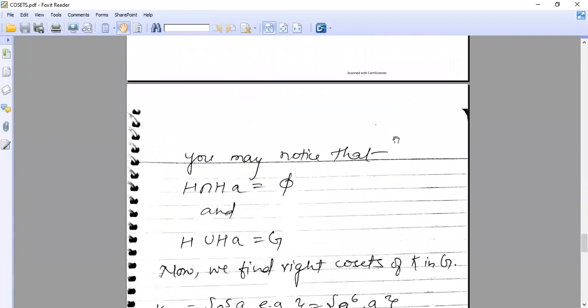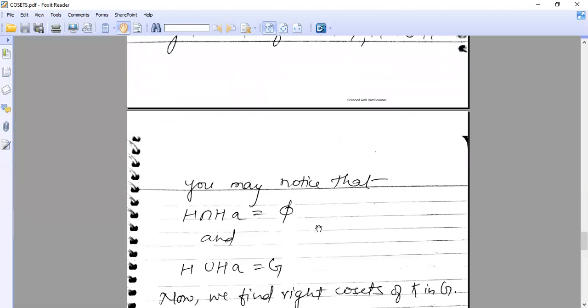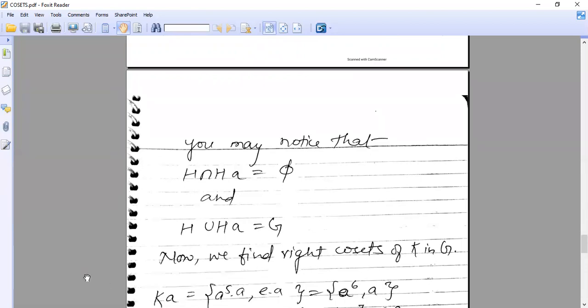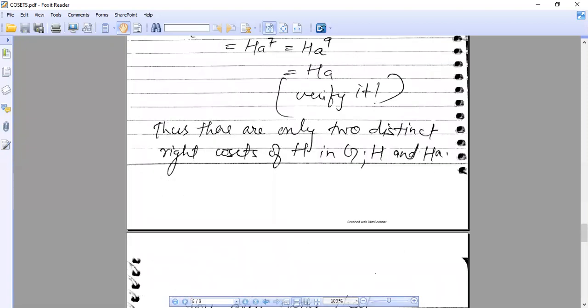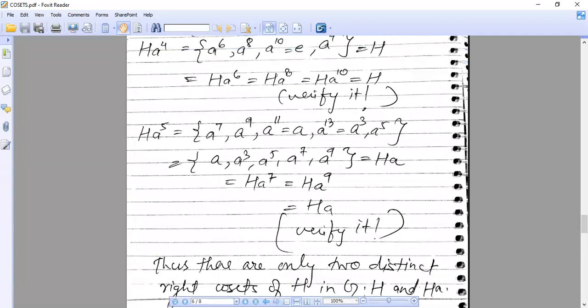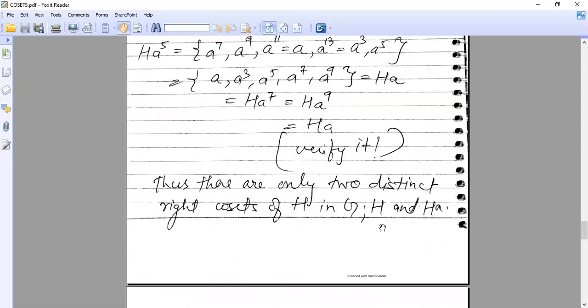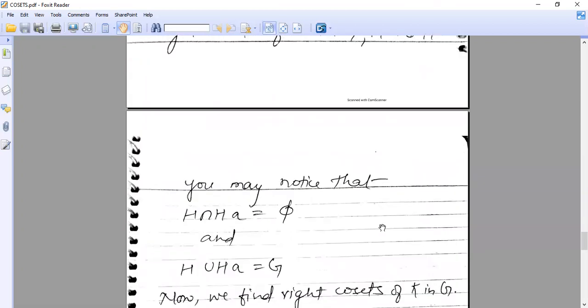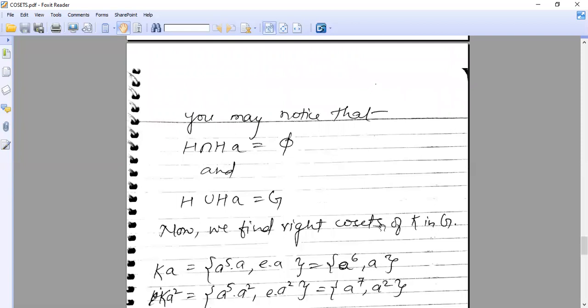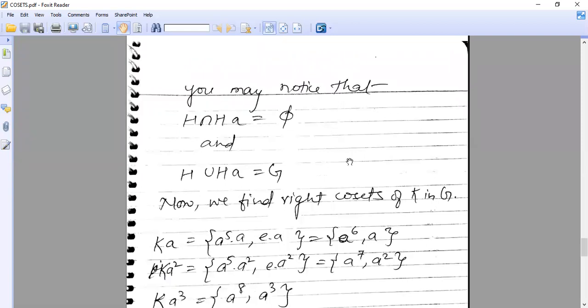You may have noticed here that H intersection HA, the intersection between these two cosets, is the empty set. There is nothing common. You can also see that when you take the union of these two sets, H and HA, that will give you the whole group G. So when you take the union of distinct right cosets of a subgroup, that gives you the whole group. That's a general result of cosets.